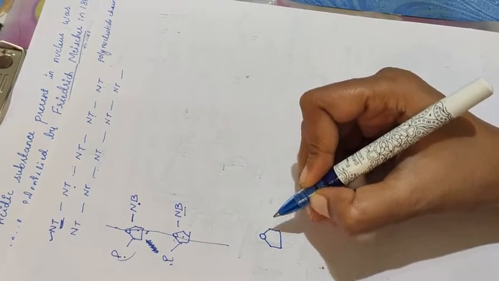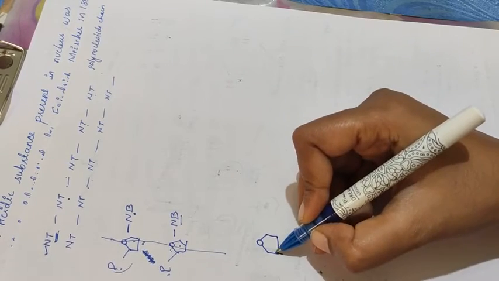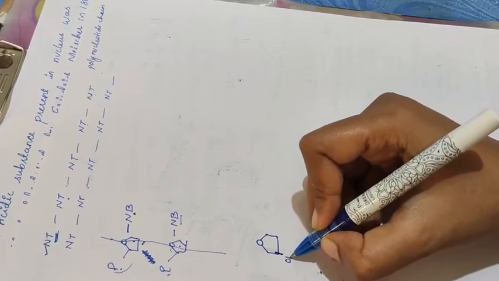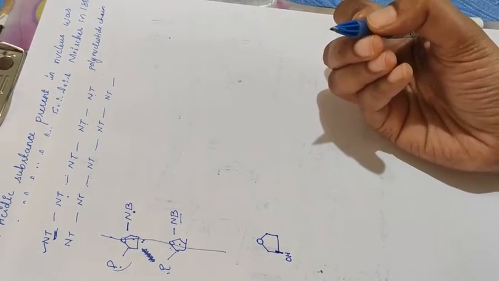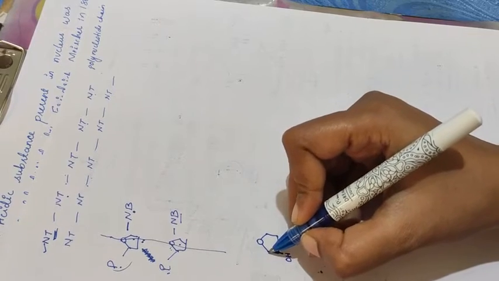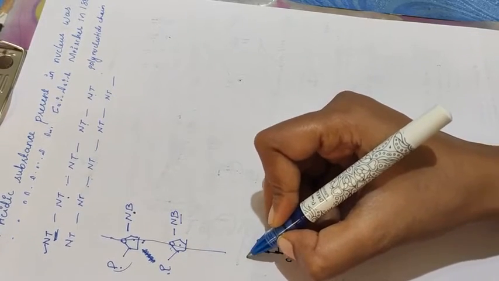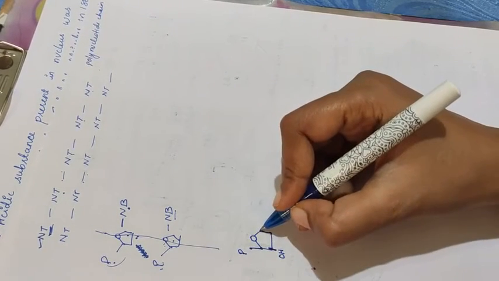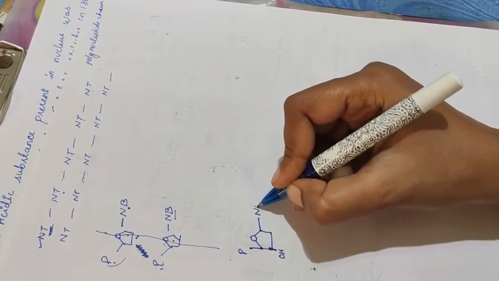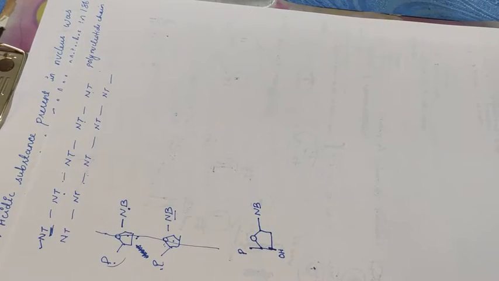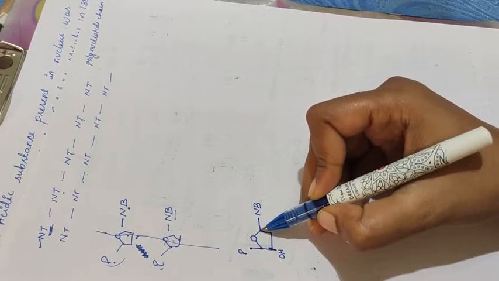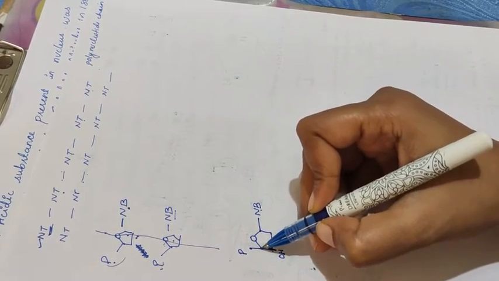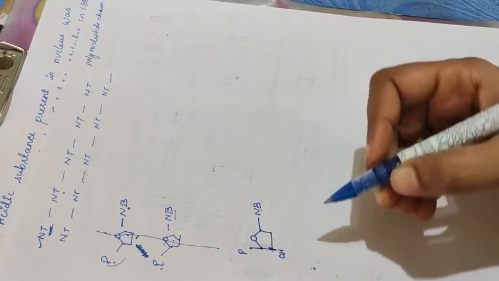So this is the first position, second position, third position here. In the third position of the pentose sugar, you will have a free OH group. And this is the fourth position and this is the fifth position, which is having a phosphate. And at the first position, you have the nitrogen base. The first position of the sugar is attached to the nitrogen base, the third position will have a free OH group, and the fifth position will have a phosphate group.